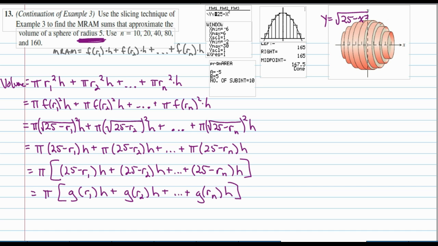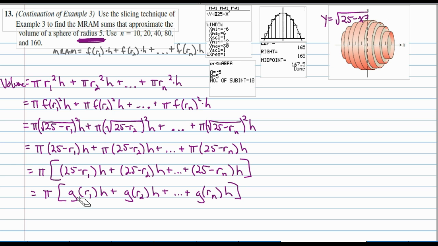Now here's where it becomes a little bit different. I'm going to call this new equation, times h, g. So instead of f being the square root of 25 minus x, as we had previously defined it, now g is going to be what happens after you square it. So 25 minus r sub 1, 25 minus r sub 2, 25 minus r sub n.